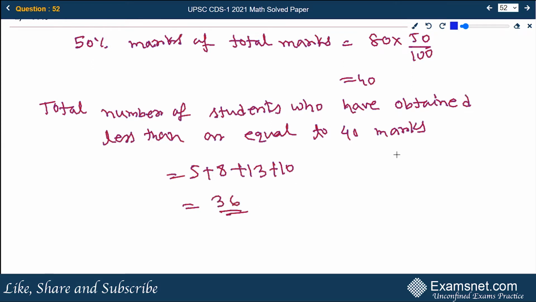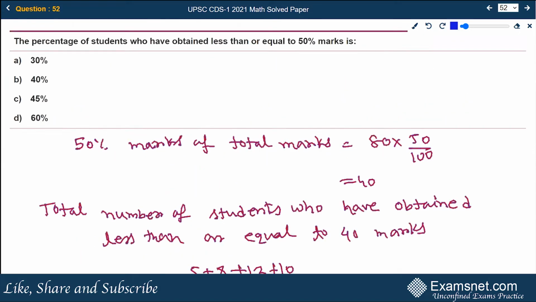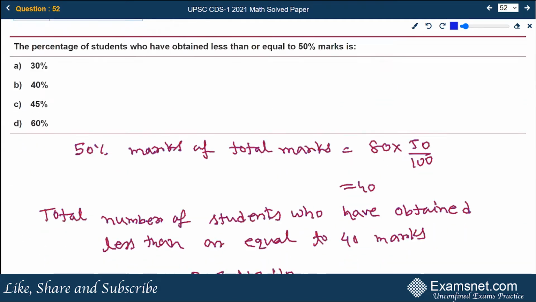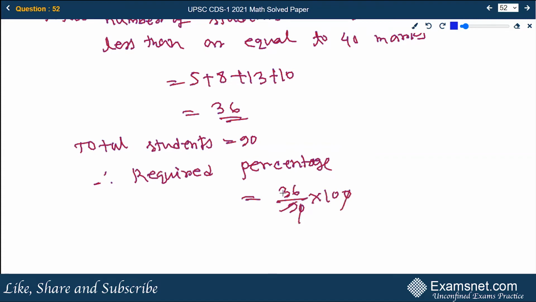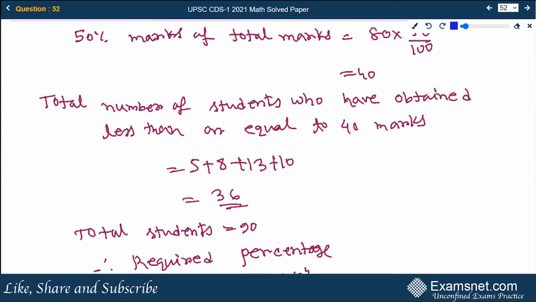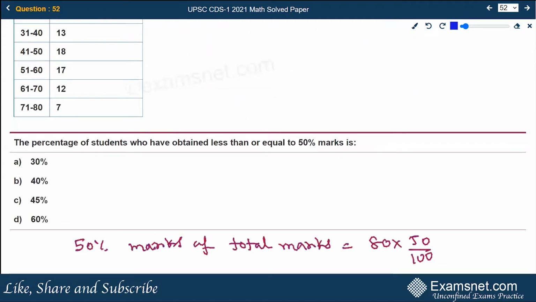Total students is 90. Okay, so the required percentage is 36 by 90 multiplied by 100, that is 40%. 40% of total students scored less than or equal to 50%. Here option B is the correct answer.